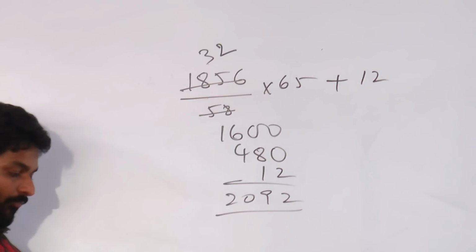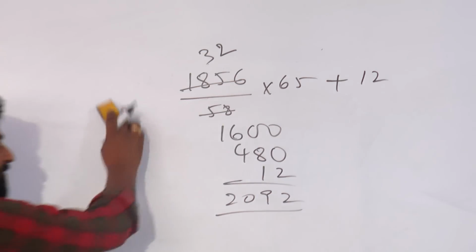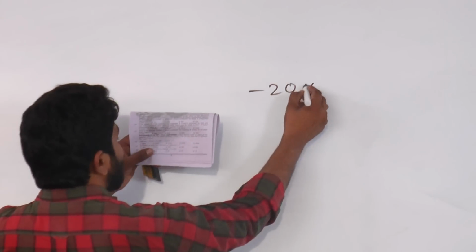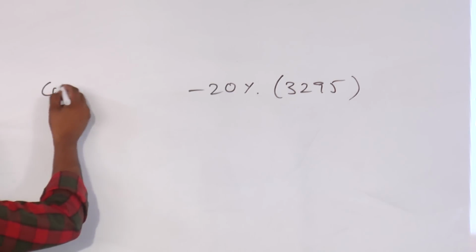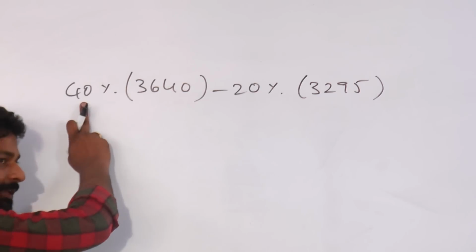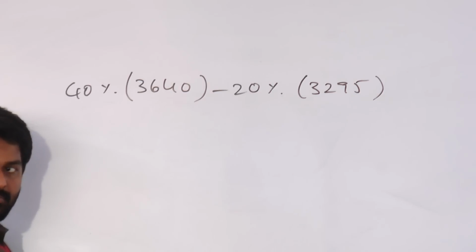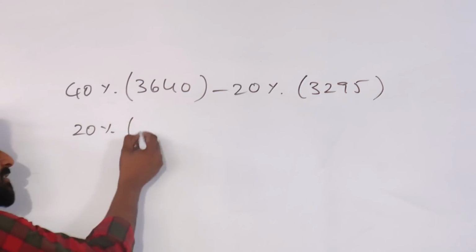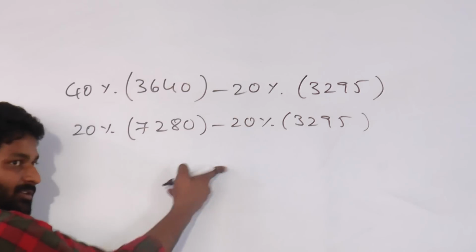37. 40% of 3640 minus 20% of 3295. First one is 40%, the other one is 20%. So let me convert. I have 20% of 3295 point something, and the previous value as 40% of 3640. Either I want to have 20% here or 40% here, or else directly calculate 40% and the other number also. But let me convert this as 20% of 7280 and this is also 20% of 3295. Both are 20% of the values.